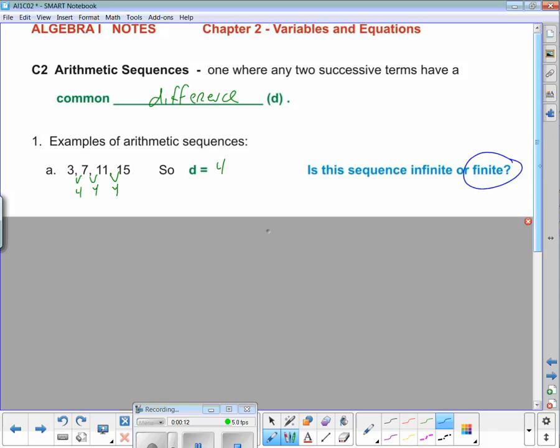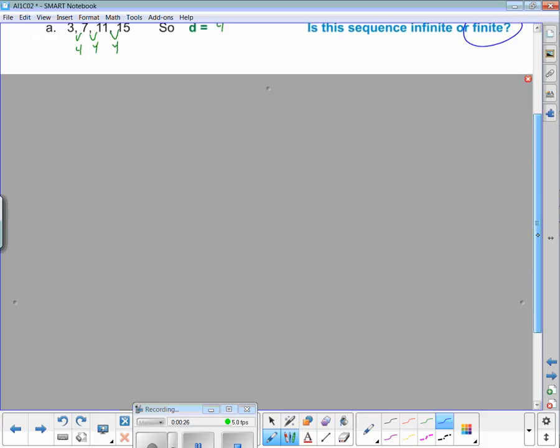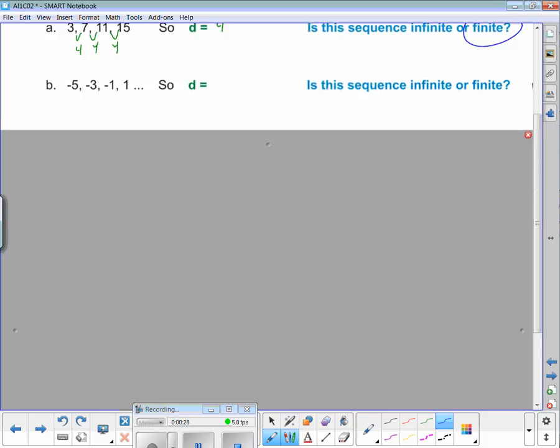All right, so arithmetic sequence, common difference. And so example A, common difference is 4. Finite sequence, right, because it ends, doesn't go on forever. If it goes on forever, it's infinite. It ends, it is finite. All right. So, example B.